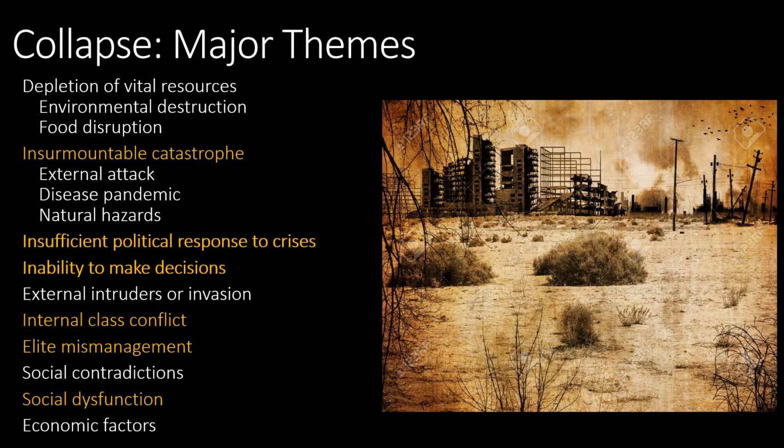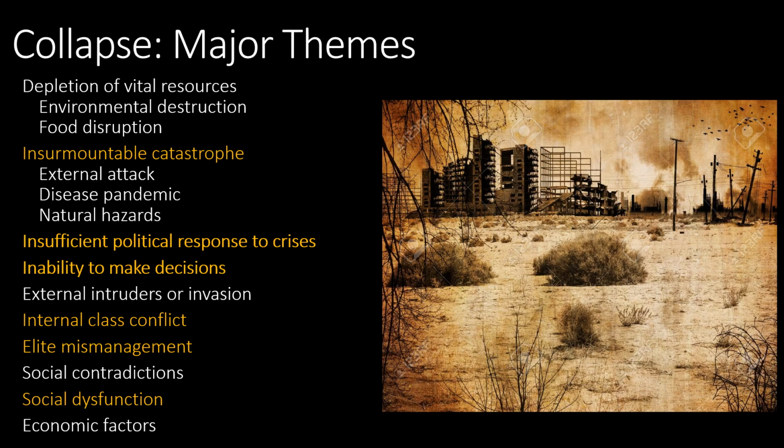So as we look back at the archaeological record and we look at the reason for collapse, there are several major themes that Tainter has identified. First, the depletion of vital resources for the people. And that can include environmental destruction, deforestation, or desertification, or the declining productivity of agricultural land that has been overused and overexploited. This can lead to food disruption and increasing prices, which makes it more and more difficult for people to feed their families and live a happy life.